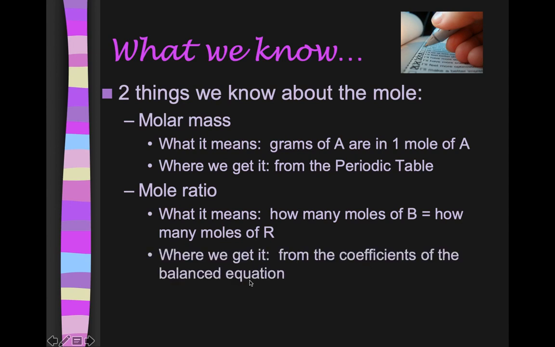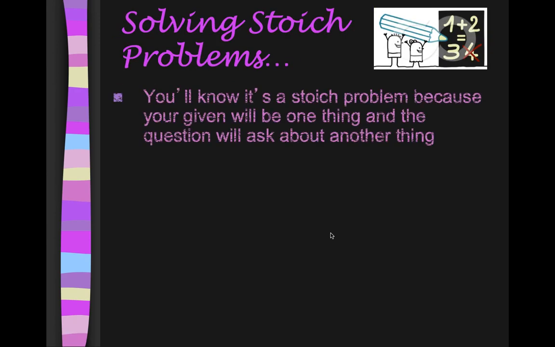So now what I can do is I could maybe start with grams and get to moles. And then I could be at moles of A and switch over to moles of something else. And then maybe go back to grams. That's the idea of what we're going to start doing next. Okay, so solving stoic problems, you're going to know it's a stoic problem because the given will be one chemical and the question will be a different chemical. That's your clue that you'll need to do a stoic problem with that mole switchover step.